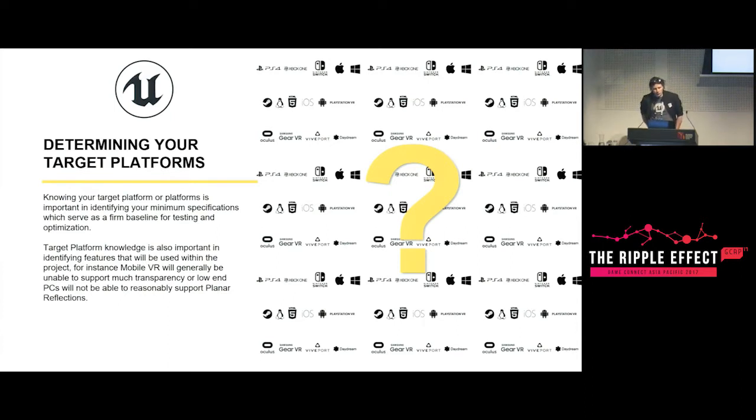But the truth is that when it comes to your hardware requirements and your hardware specifications, you really need to keep in mind from an early point what those limitations are potentially going to be, because there are some things that are just not going to work on certain target platforms. For instance, there are better ideas in the world than running planar reflections on mobile VR. It's just not going to happen.